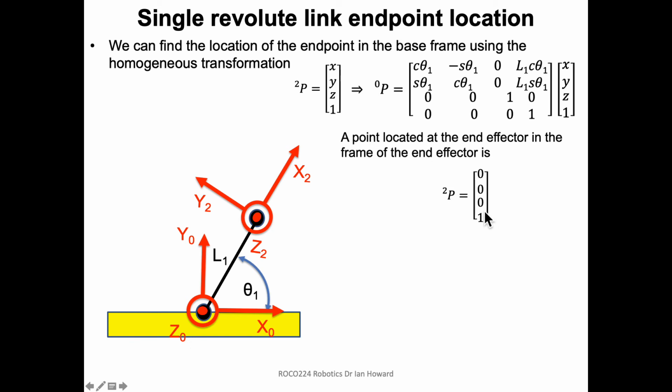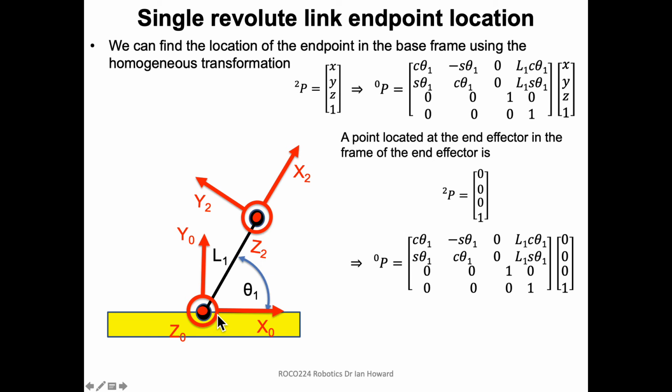What we would do is say, well, let's take a point. Let's take the origin here, because that is the location of the endpoint in frame 2, right? That's the point in frame 2 that gives us the endpoint. If we then multiply that with this transformation matrix, that's going to give us the location of the endpoint in terms of frame 0, right? So that's what we would do.